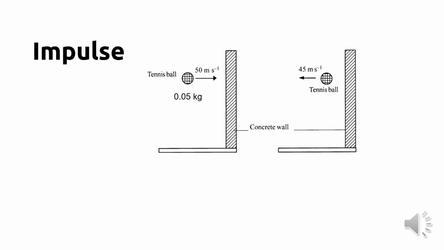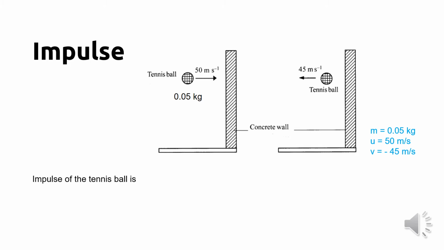Look at the example of impulse. A tennis ball hitting the concrete wall and bouncing back. From the information given, we know the tennis ball with mass 0.05 kg has initial velocity 50 meters per second, and the final velocity when it bounced back is negative 45 meters per second. The negative sign here means the tennis ball is moving in the left direction.